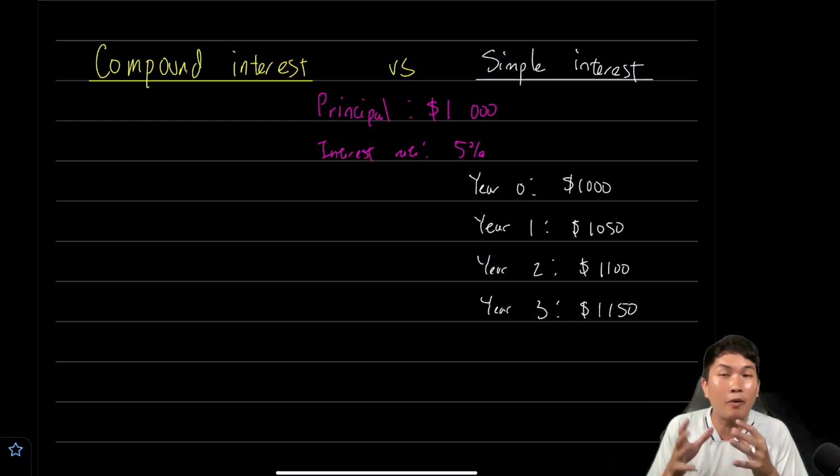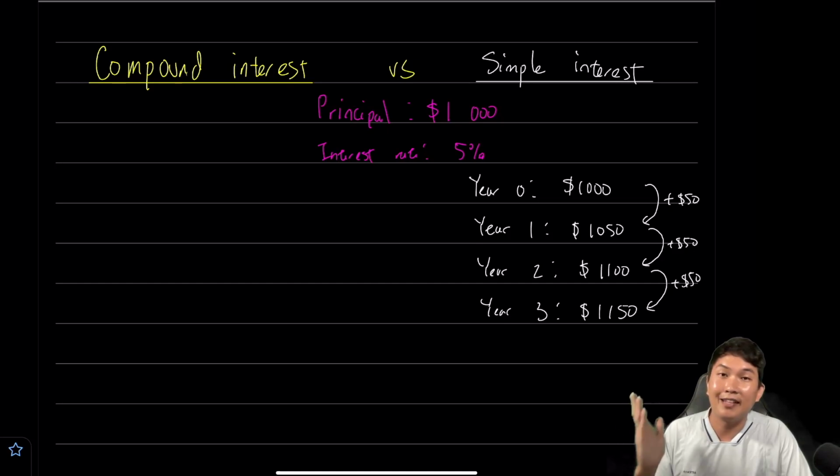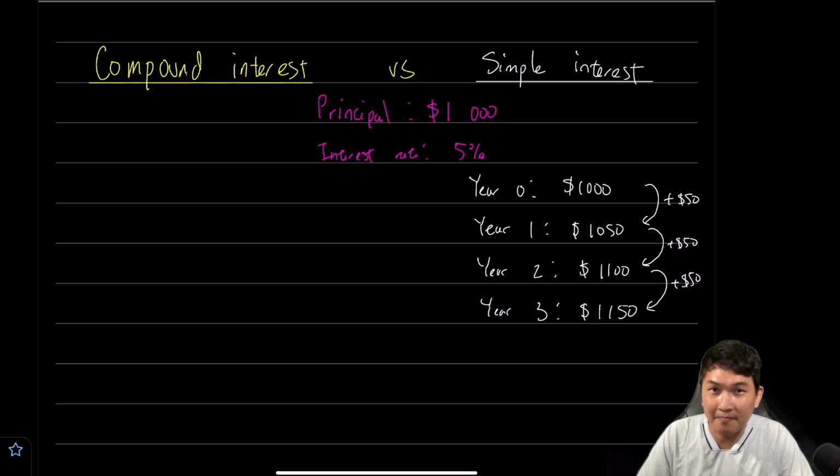We take the principal amount $1,000 and we find 5% of that. 5% of $1,000 is $50. So what happens is that this interest of $50 keeps adding on every single year, like this. So let's take a look at what is compound interest.